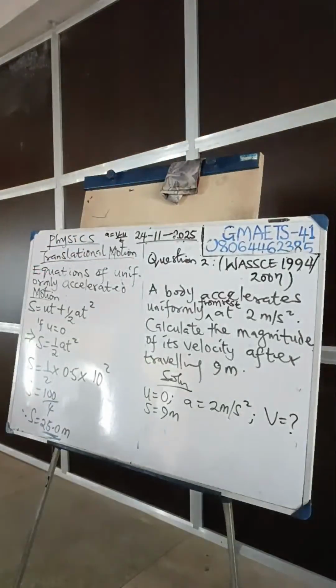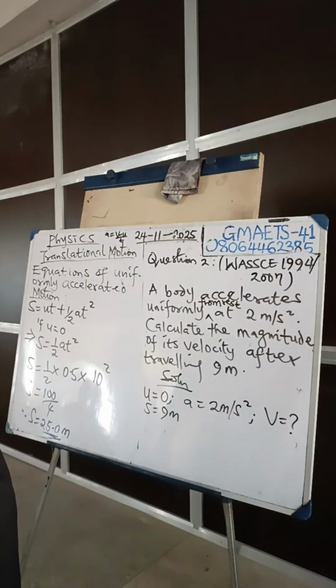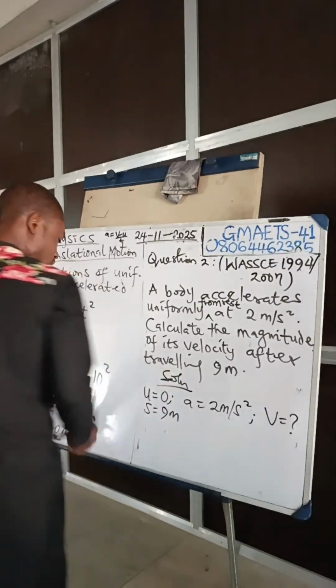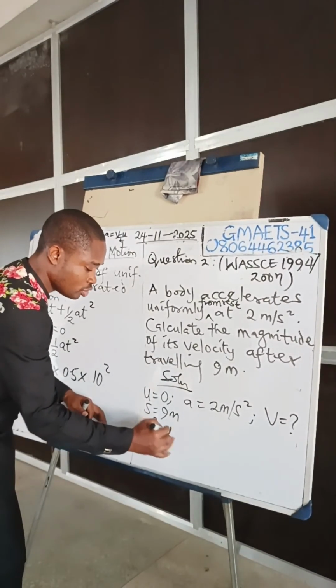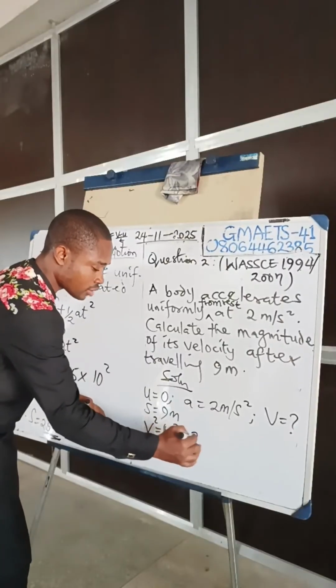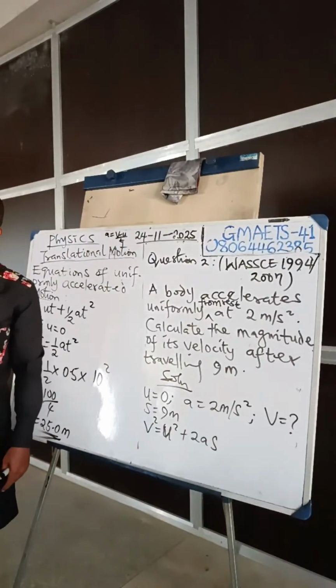I think the power company has struck. Let's round off quickly, please. Is it correct in saying that the third equation of motion will solve it? Yes, that's good. Well done. So we go straight, no time. V squared is equal to U squared plus 2AS. And we are looking for V.